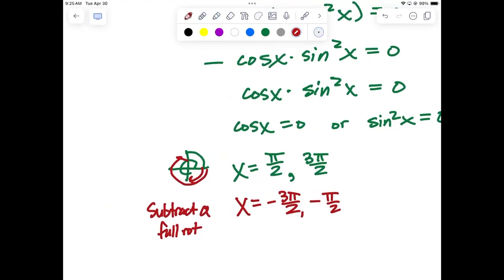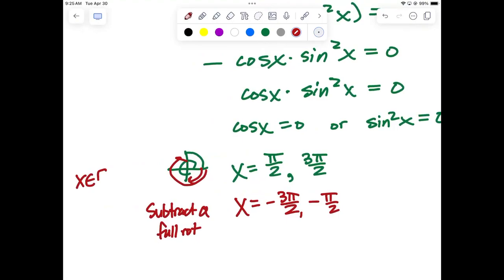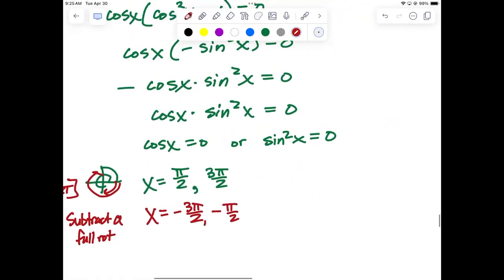So those are all the ones now that are between negative 2 pi and 2 pi. I find the ones between 0 and 2 pi, and I just subtract the rotation. Now, let's focus on the second one. It's like its own separate problem.